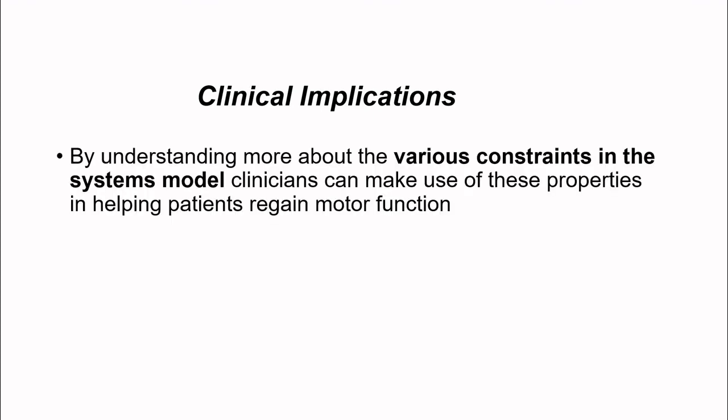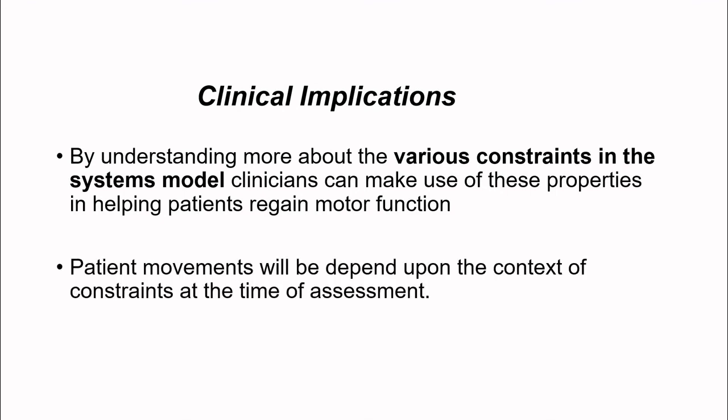The systems theory suggests that if you understand more and more about the various constraints that come together to influence the form and function of the movement, you can make use of this knowledge to help patients regain motor function. If the movement patterns that you observe in the clinic emerge from the context of constraints, then the key implication of the systems theory is that you need to be aware of the changes in the context of constraints session to session.